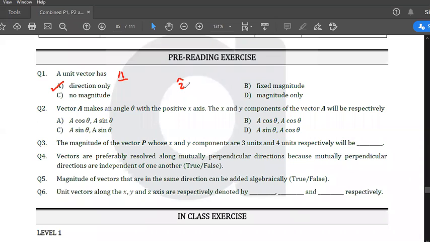Because if I'm saying I cap, you will understand, okay, it is x axis. Yes or no? If I'm saying J cap, so you will understand, okay, it is y axis. Right? So the unit vector is direction. Second, a vector A makes angle theta with positive x axis, x and y component. Yes, everyone should be right. X and y component.